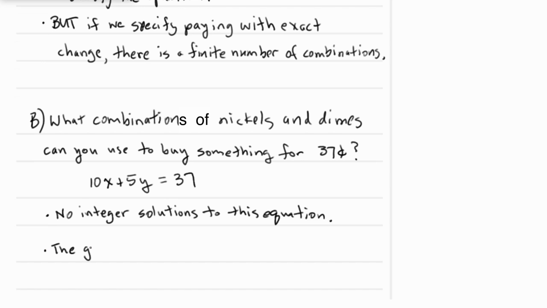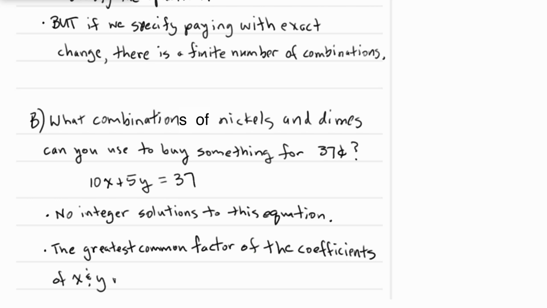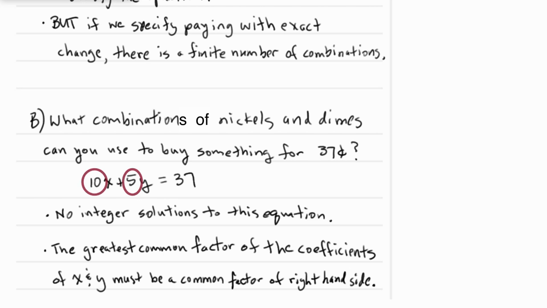This highlights a rule about linear Diophantine equations. In order for there to be solutions, any solutions at all, the greatest common factor of the coefficients, in this case of x and y, must also be a factor of what's on the right-hand side. In this example we just looked at, the greatest common factor of the coefficients, 5 and 10, is 5. So what appears on the right-hand side would need to be a multiple of 5 in order for there to be solutions. It isn't, so there are no solutions.